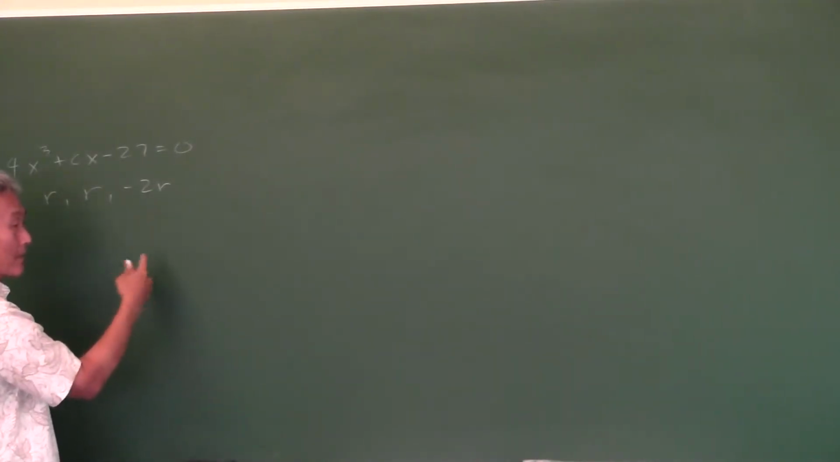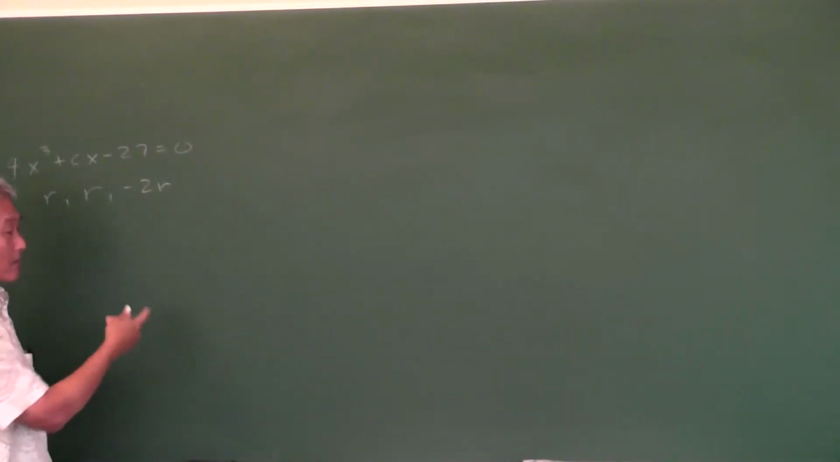I guess if you want to, you can call it r, r, and s, but then you've got r plus s equals 0, and you're going to get that anyway, right? People, if you don't recognize that the sum of the roots is 0, then you cannot do this problem. It's as simple as that.